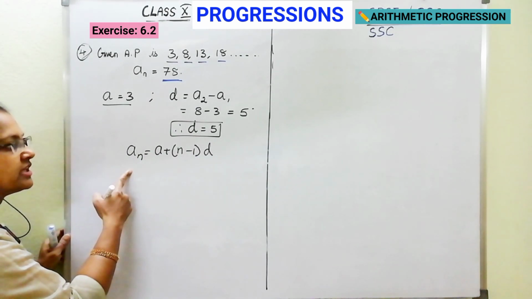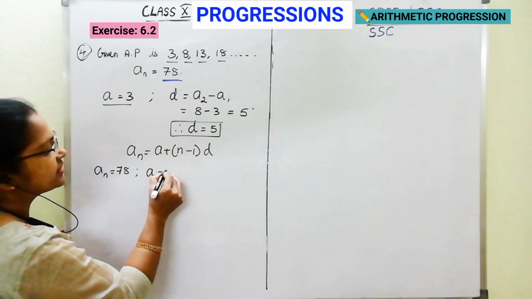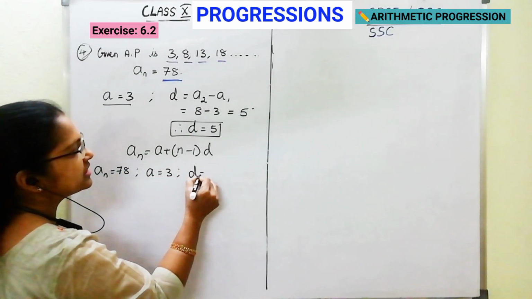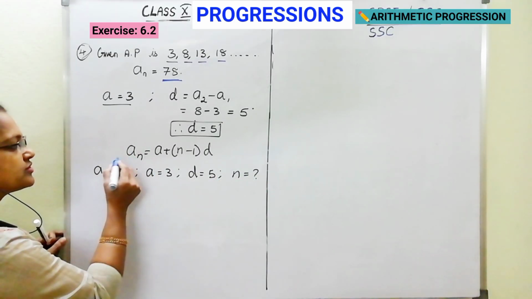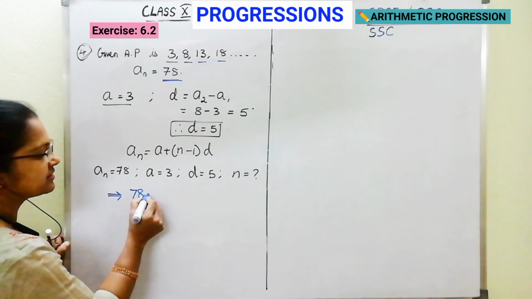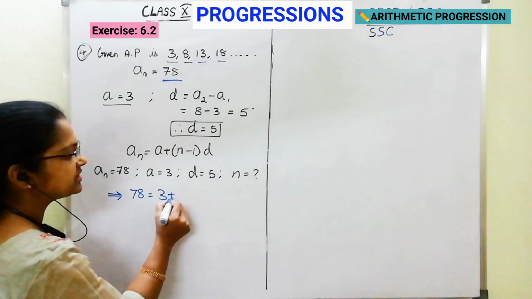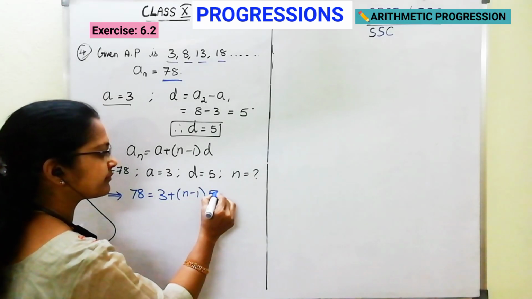General term An is equal to A plus n minus 1 into D. This time An is to be taken as 78, A is equal to 3, D is equal to 5, n is how much? Now try to substitute in this formula. An is 78, is equal to 3 plus n minus 1 into D, which is 5.